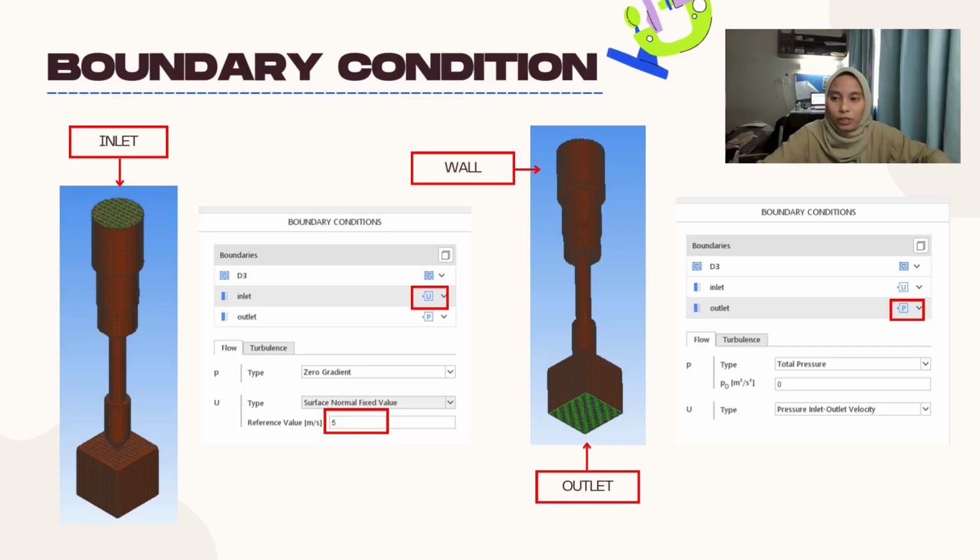In the boundary condition panel, the inlet was set as inlet velocity. A velocity of 5 meter per second was assigned, which is the speed of the water entering the nozzle. Then the outlet was set as a pressure outlet with the pressure value at zero, representing atmospheric pressure. This ensures the water flows out of the nozzle under the correct pressure condition.